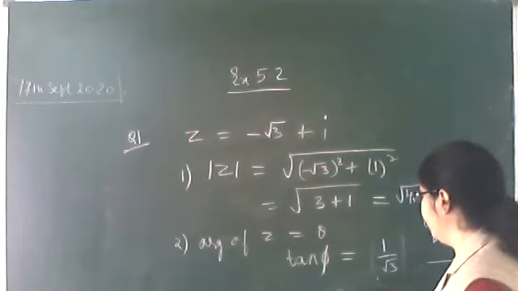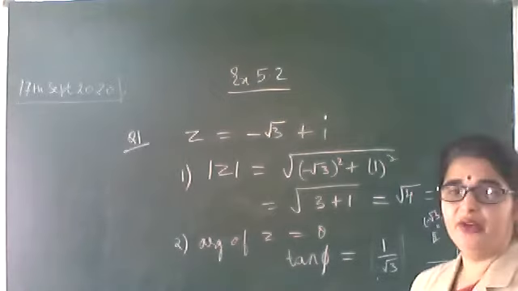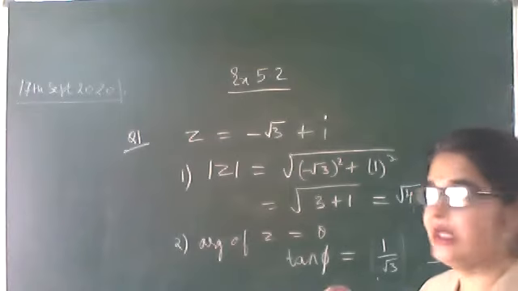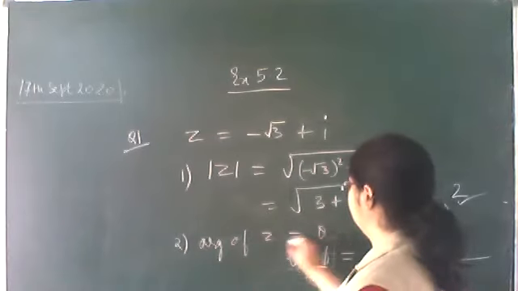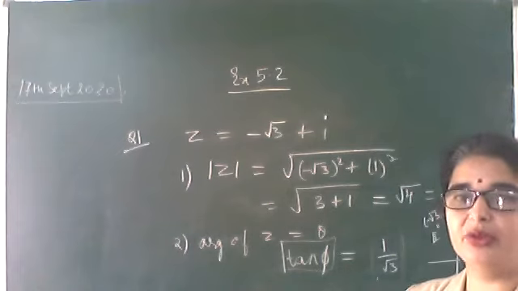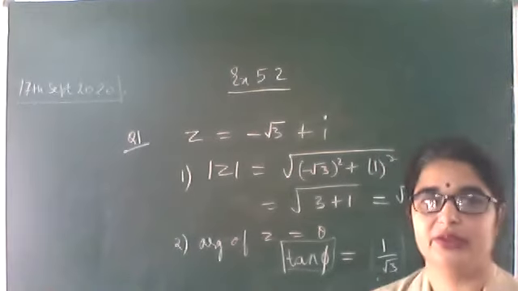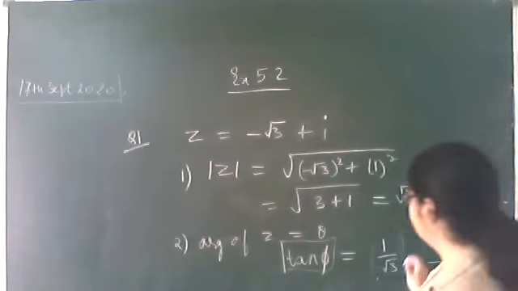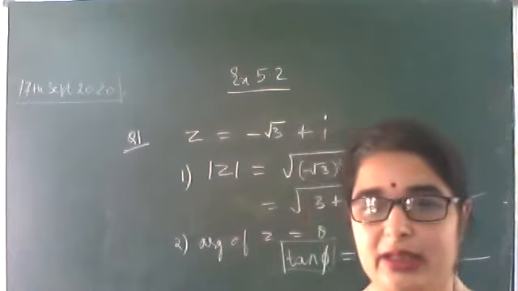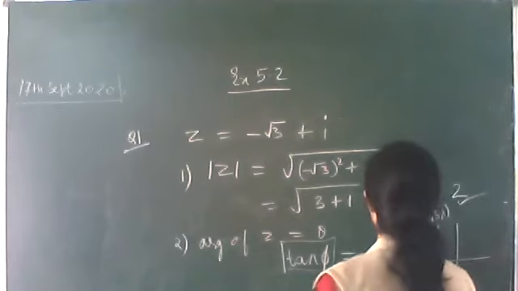So who will tell me what is the value of phi when tan phi is 1 by root 3? Supriya, please unmute yourself. You can unmute now. 30 degree. So many answers are coming, 30 or 60? 30. So we can write it as pi by 6.